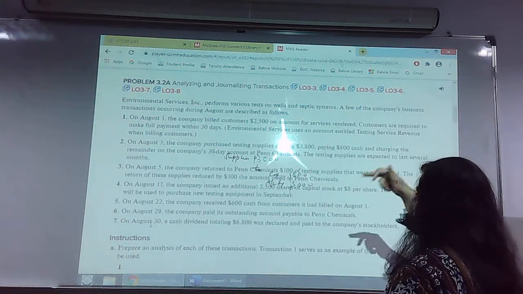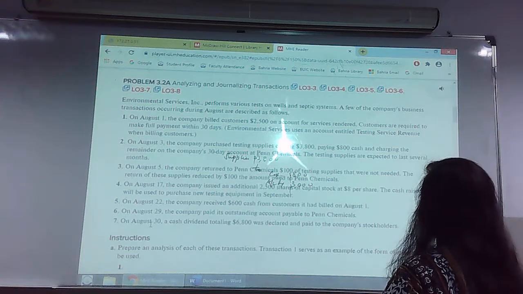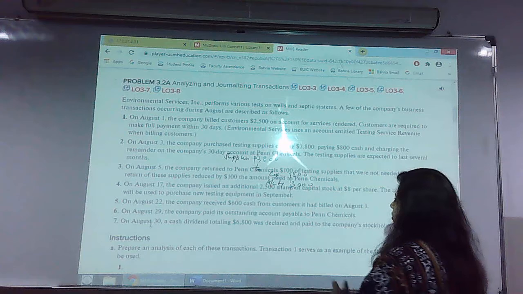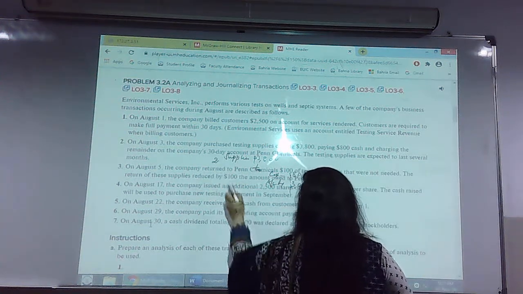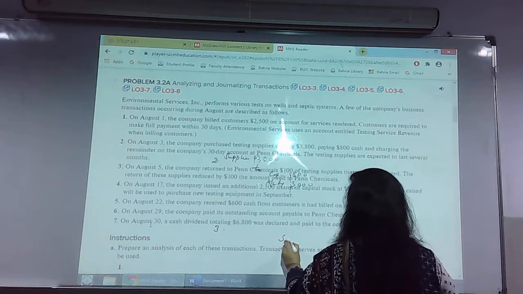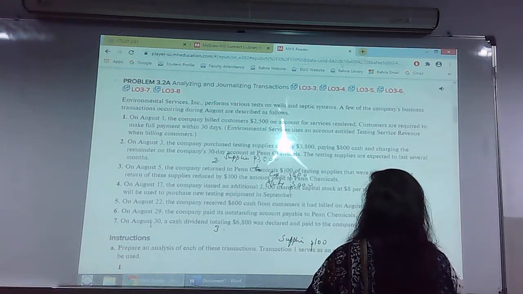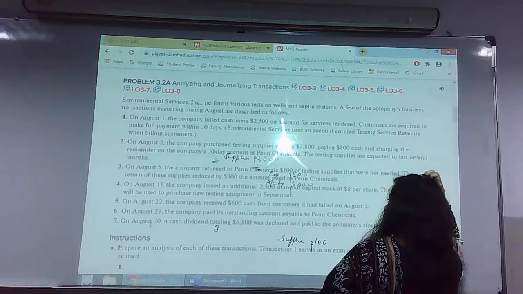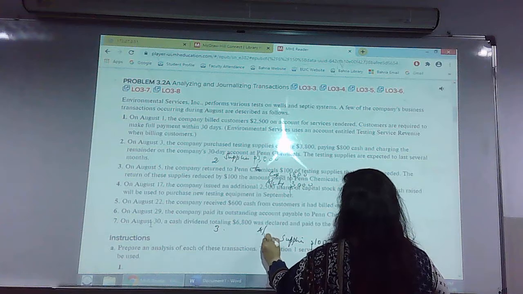Next is, moving on to the third one, the company returned to Penn Chemicals $100 of testing supplies that were not needed. So now the supplies will be credited. This is the second transaction. This is the third transaction. The supplies will be credited by $100. And what are you going to be debiting? Accounts payable, okay? Because the accounts payable will be reversed by $100.